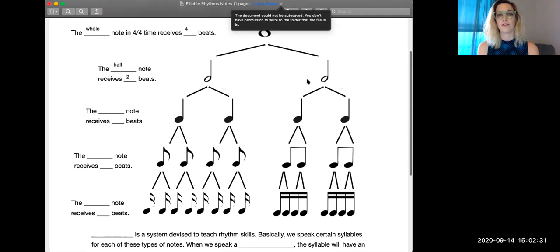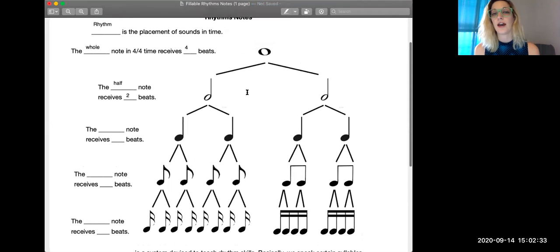So these are half notes, they're two beats. You can fit two half notes into one whole note. That's similar to the concept of a dollar. If you have a whole dollar, you can split it into 50 cents and 50 cents. That's the same kind of concept.